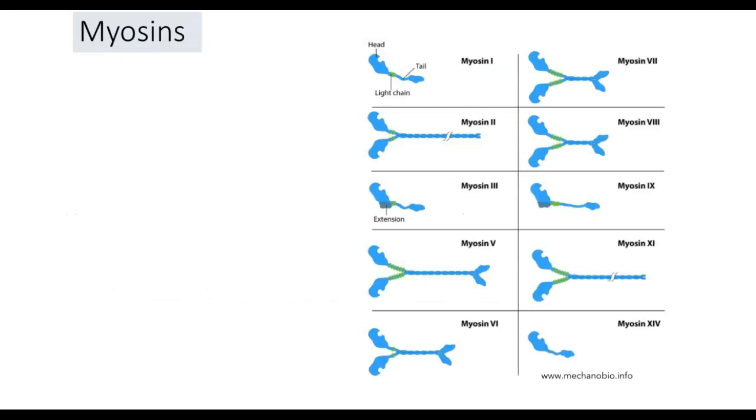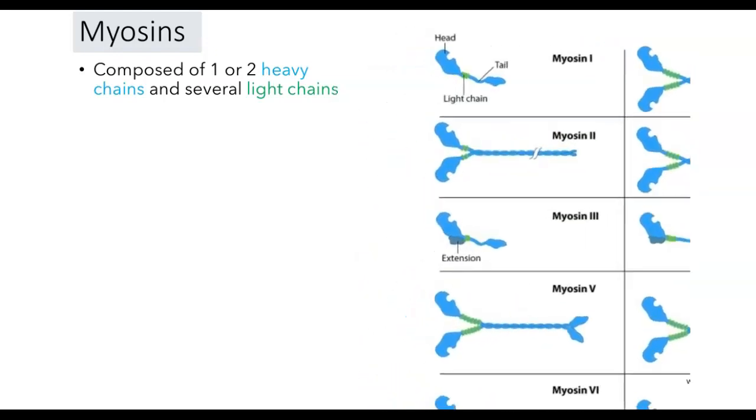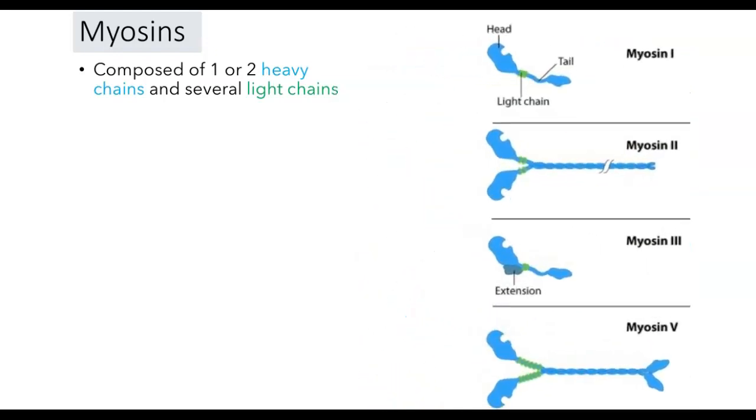Here I'm showing you a cartoon of some of the different types of myosins, and I want you to notice that they don't all look alike. There are some differences. Despite this, they do have some similarities. All of them are composed of either one or two heavy chains. That's what's shown in the turquoise. And then there are several smaller, light chains. Those are shown in green. Let me blow this up just so we can look at them in a little bit more detail.